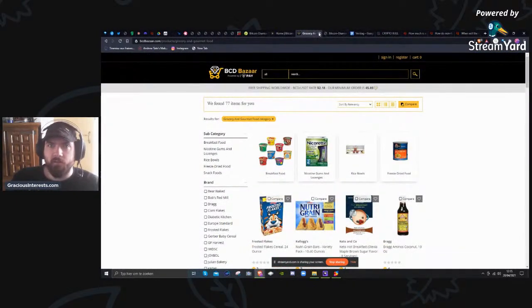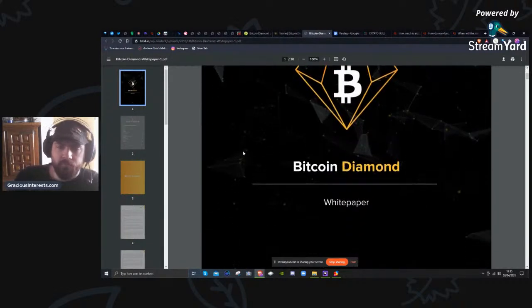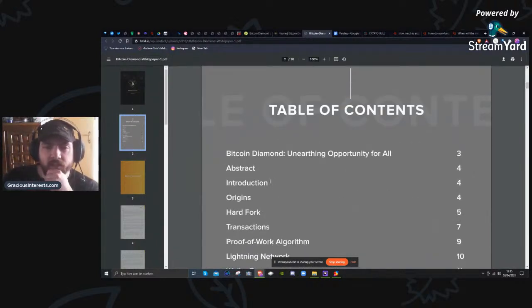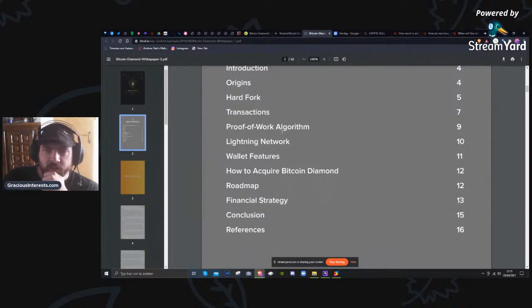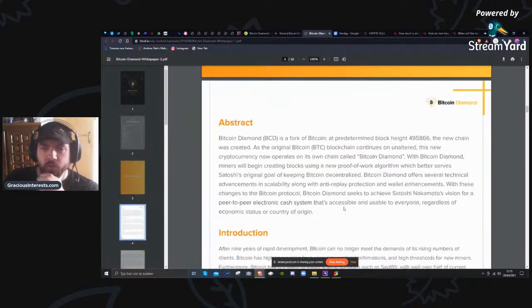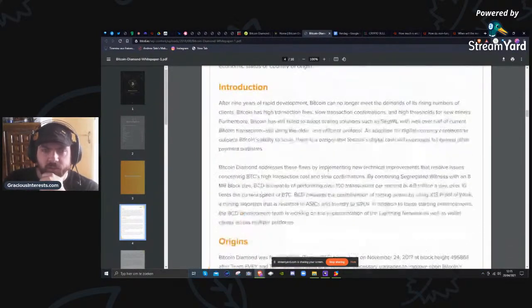Nice, like that one. This is the white paper, neatly programmed, neatly written, neatly edited. Abstract, origins, hard fork, transaction, proof of work algorithm, Lightning Network, roadmap, financials. Seems to be a rather short one. Quick scroll. So an abstract and the introduction.